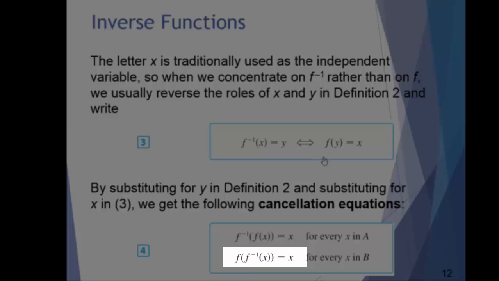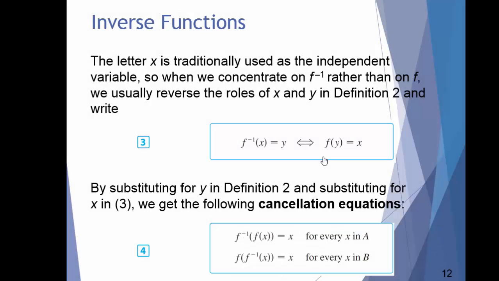For the second one, you input x first into an inverse function, and then you take the result and put that into the original function. These are both compositions. And the second one is true for every x in B. And again, B is the domain of the inverse function. It was the range of the original function, but it's the domain of the inverse function.